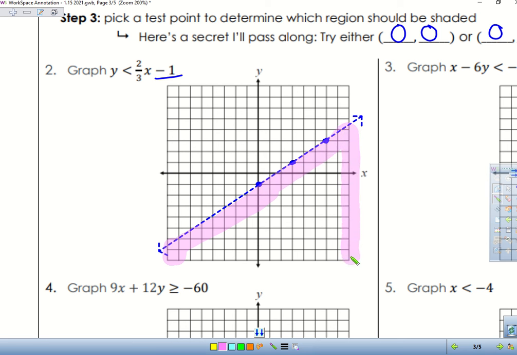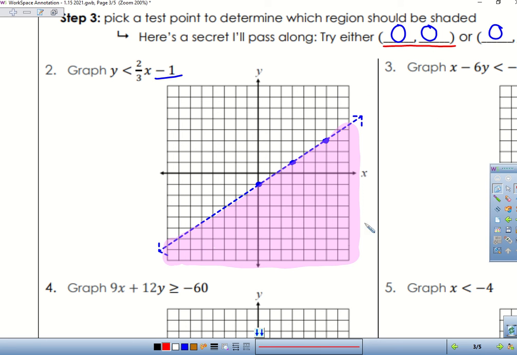Now say you think you're going to forget that. Well, luckily there's always a way to check your work. I'm going to show you that now. So the other way to do it is to take those test points that we talked about earlier, like 0, 0, and plug that into the inequality. 0 for x and 0 for y. And then what you're going to do is evaluate this.